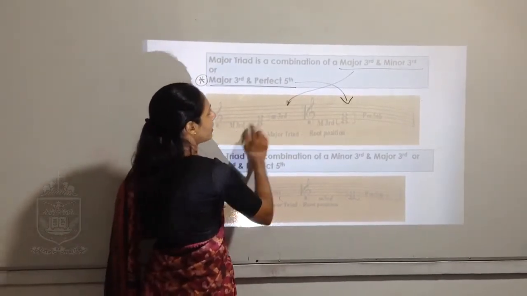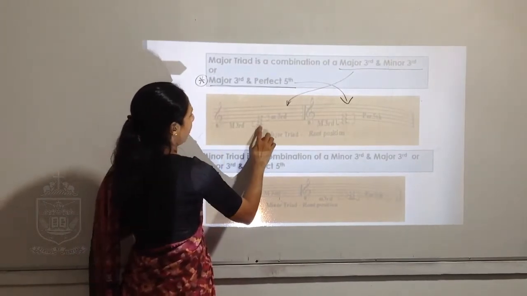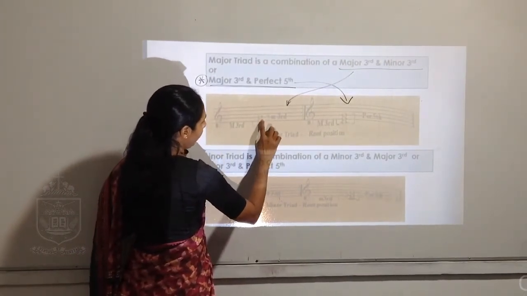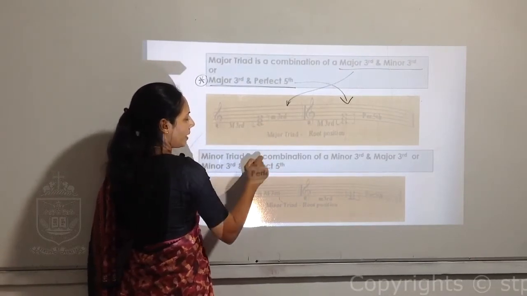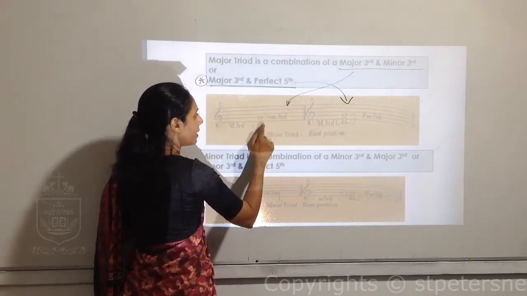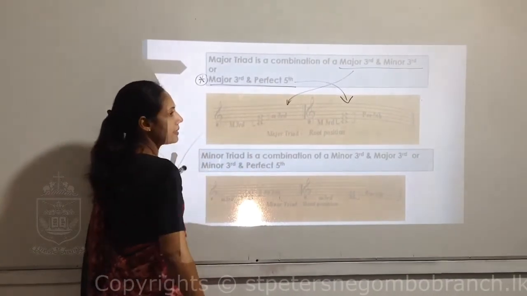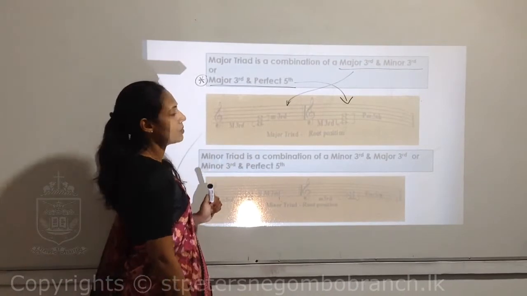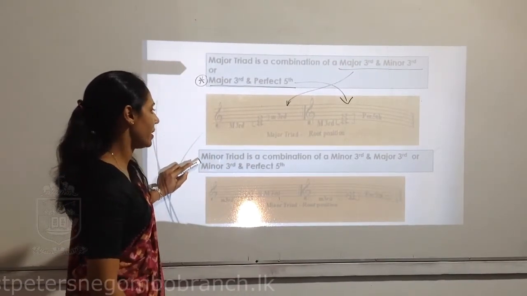Now we'll check this one. Major third and minor third. C to E, major third. There are 4 semitones. And from E to G, there's a minor third, 3 semitones, right? When you are forming a minor triad, right?